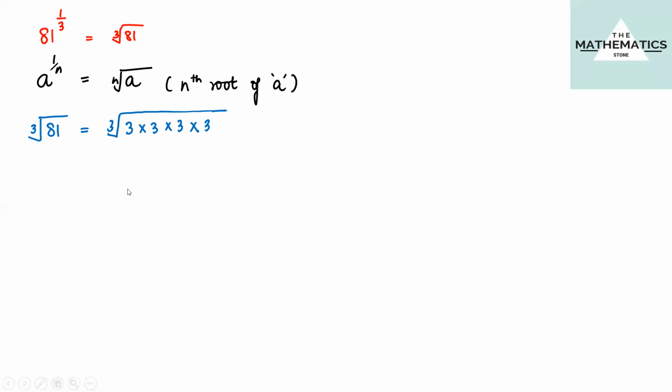Now, if you want to find out the cube root, what you'll do is look at the factors and break them in groups of 3 numbers. So these 3 factors are appearing 3 times. So I can write it like this: 3 times 3 times 3 can be written as 3 raised to 3, times this 3 comes as it is.